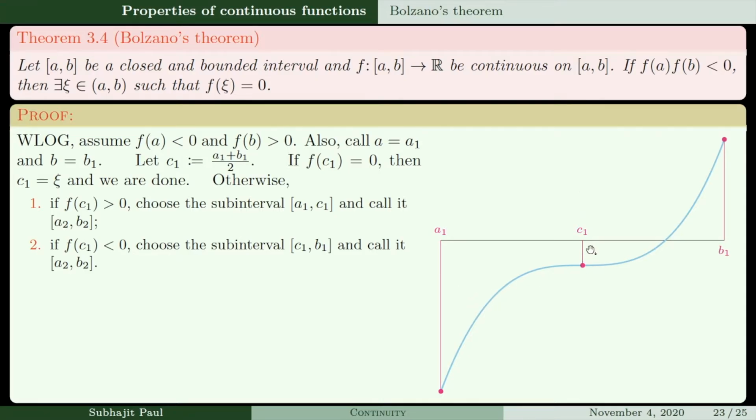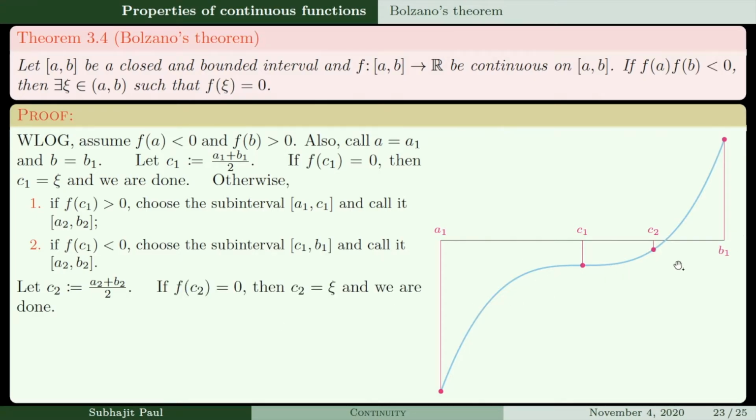So if the functional value at that point is positive, then we would have chosen the left subinterval. Otherwise, as in this case, we have chosen the right subinterval as our next iteration in the bisection process. Okay, next we do the same thing again. In this subinterval A2 B2, we bisect again and look at the functional value at the midpoint. So let C2 be equal to (A2 plus B2) over 2. Then, depending on the value of the function at that point, we have three options.